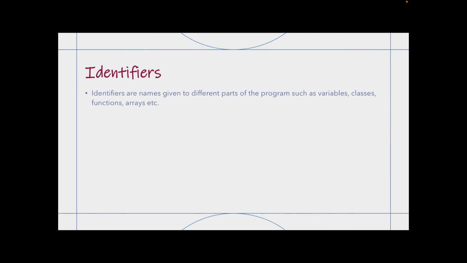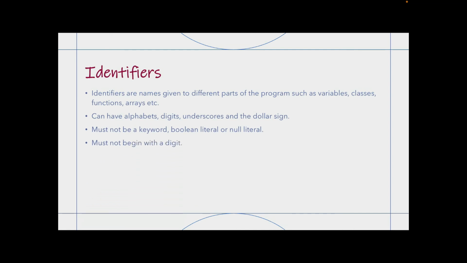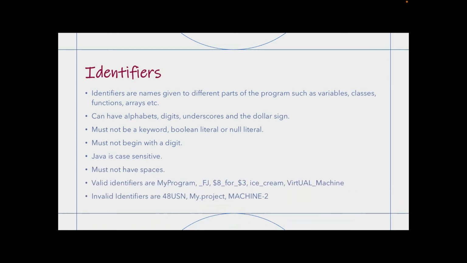Identifiers. Identifiers are names given to different parts of the program such as variables, classes, functions, arrays, and so on. They can have alphabets, digits, underscores, and the $ sign. An identifier must not be a keyword, boolean literal, or null literal. It must not begin with a digit. Java is case sensitive, so if I write a name in lowercase, it's not the same as in uppercase. It must not contain spaces. So here are a few examples of valid and invalid identifiers.